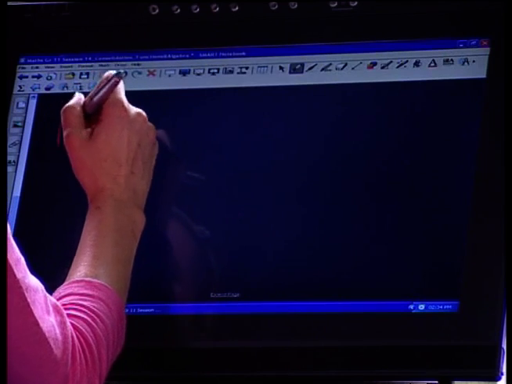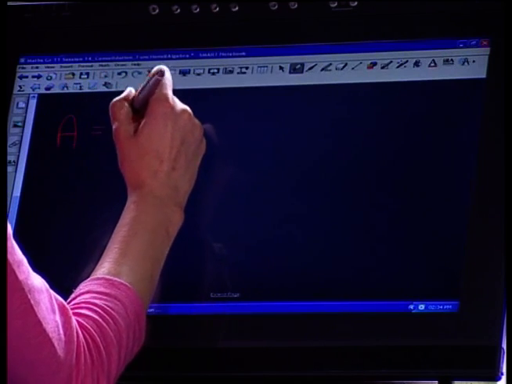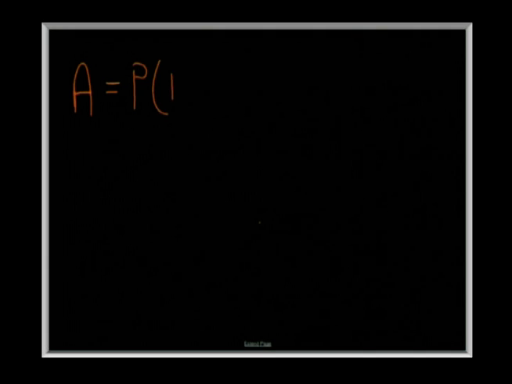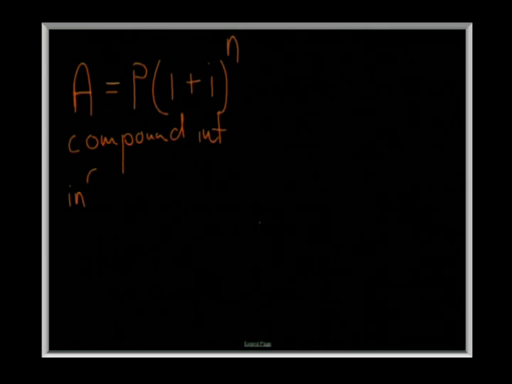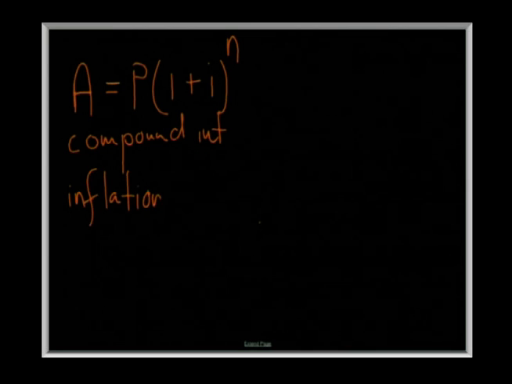Firstly, for compound interest, and this is also used for inflation, we use this formula. For compound interest or for inflation. And remember, guys, that unless stated otherwise, inflation is always an annual thing. It only happens once a year.